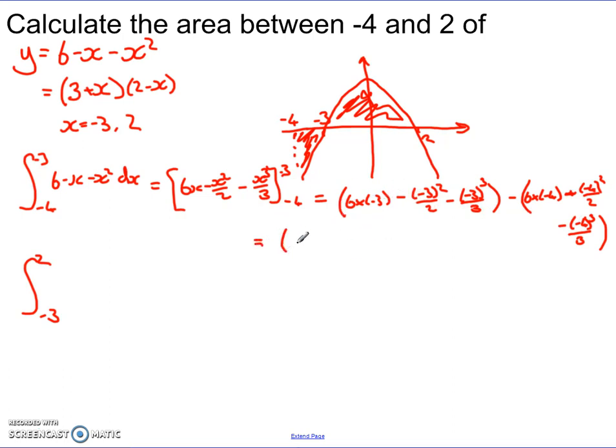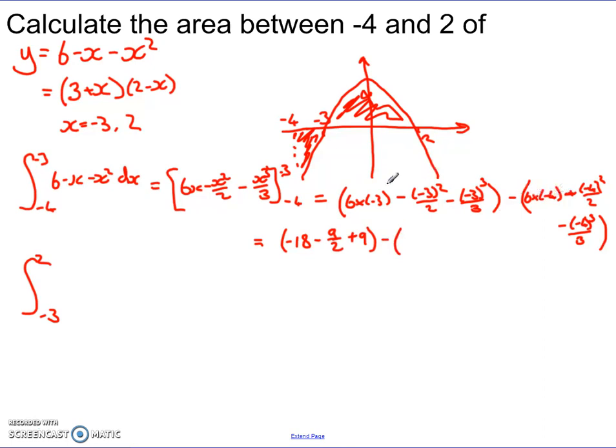So this one here, 6 times negative 3 gives me negative 18. Take away negative 3 squared, well, negative 3 squared is 9. So it's then take away 9 over 2. There's no change in sign there. But then it's take away negative 3 cubed over 3. Negative 3 cubed is negative 27 divided by 3 is negative 9. So minus minus becomes a plus. So it's plus 9 there.